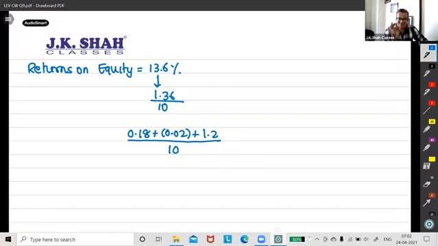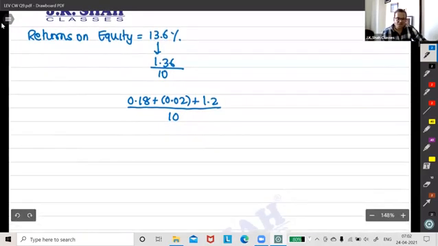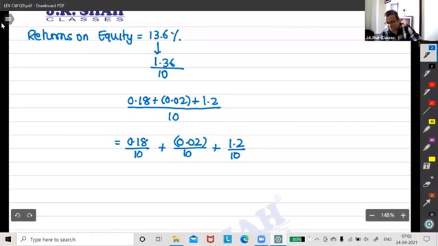Right? The same thing I'm going to do now. I'm going to split it now. Then don't come out of my screen. Sir. So it's 0.18 by 10 plus negative 0.02 by 10 plus 1.2 by 10. Do it, guys. 0.18 divided by 10.